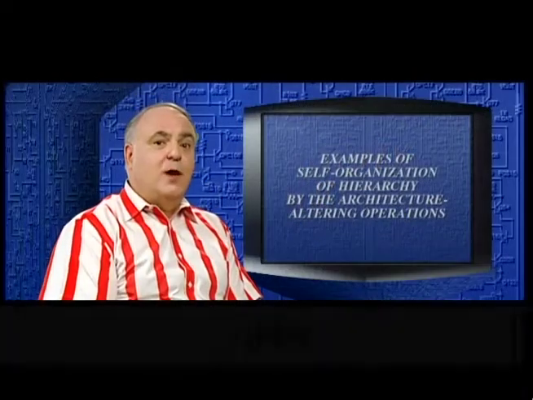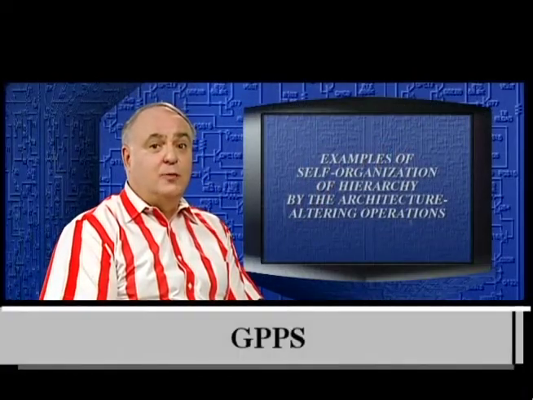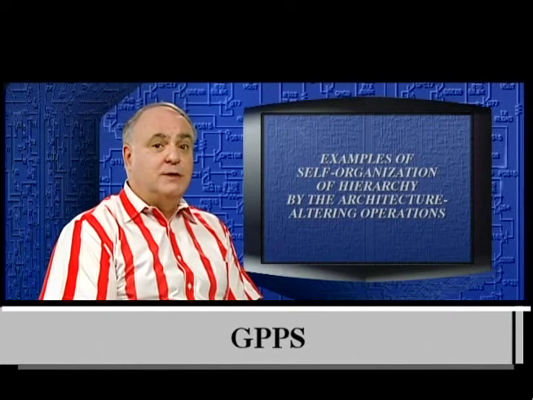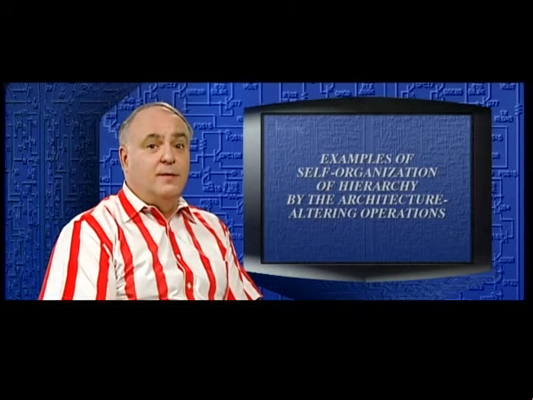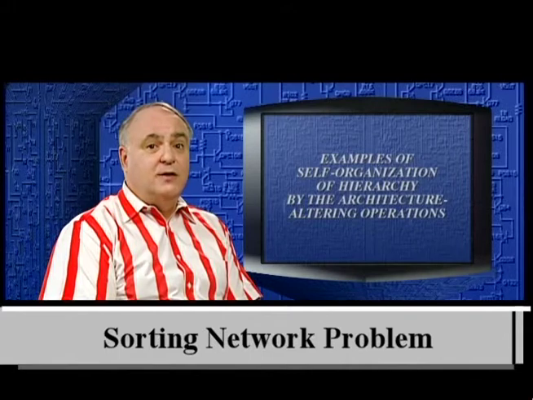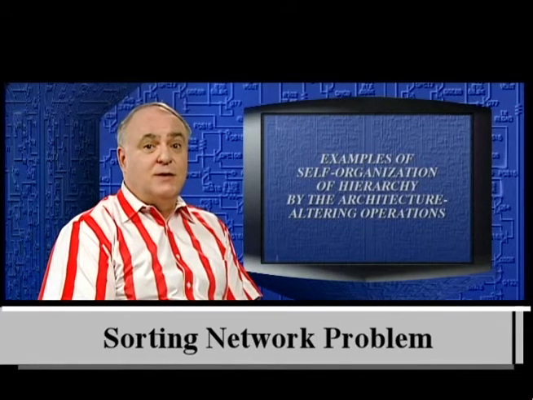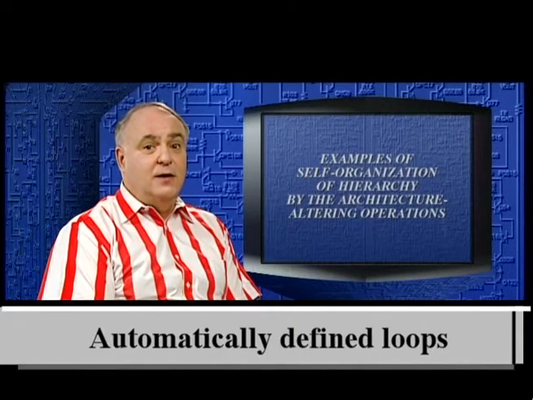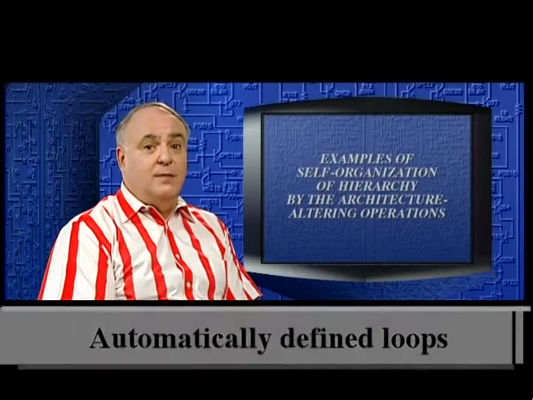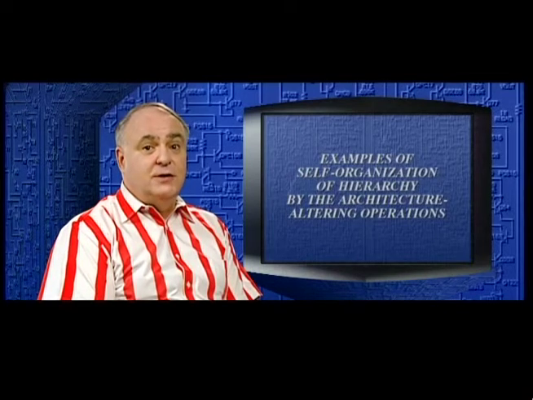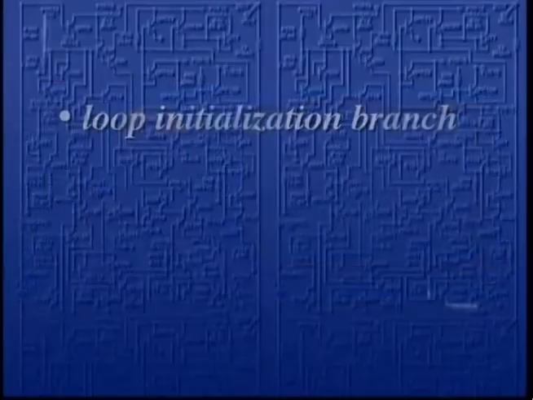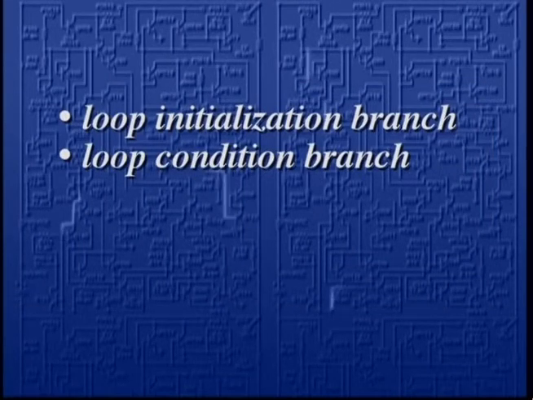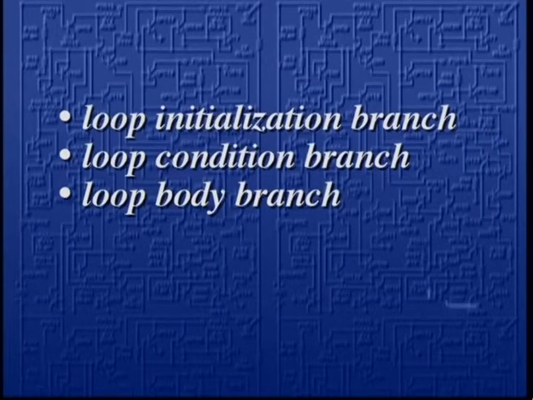Our genetic programming problem solver incorporates the architecture-altering operations into a general-purpose problem-solving mechanism in which program architecture is automatically determined during the run. For example, in the problem involving a sorting network consisting of a sequence of comparison and exchange operations, the architecture-altering operations automatically created two automatically defined loops during the run of genetic programming, each consisting of four branches, namely a loop initialization branch, a loop condition branch, a loop body branch, and a loop update branch.